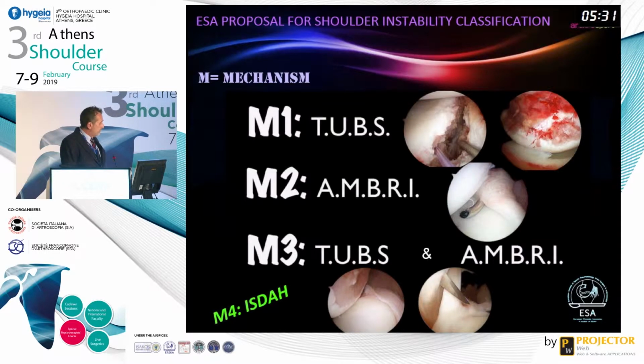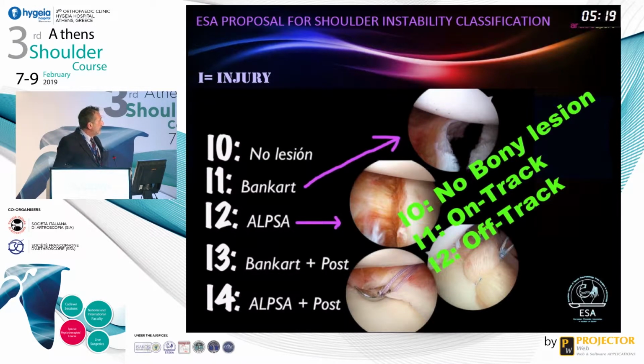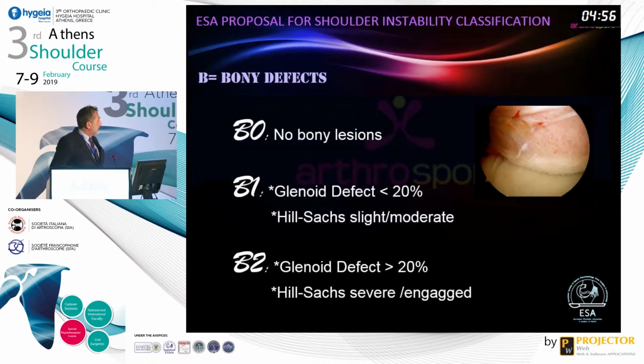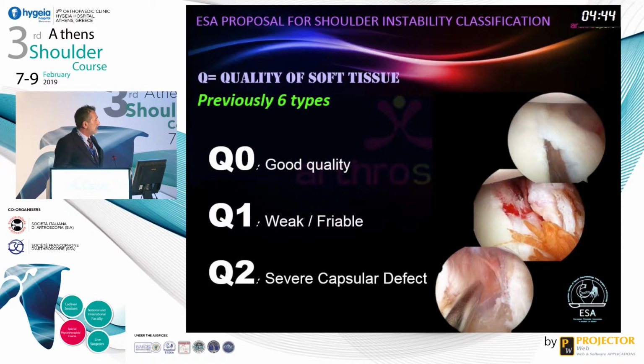And the M4 is the new concept introduced with this concept of ISDA. Injury: there were before many types of lesions. We have reduced them to no bony lesions, on-track lesion, and off-track lesion. The new concept of on-track, off-track has been very important during the last years. We have to classify the injury only with these three concepts. The bone defects have disappeared with the introduction of the on-track, off-track concept. And the quality of tissue: previously, we had 6 types. Now, only good quality, weak, friable, and severe capsular defects.